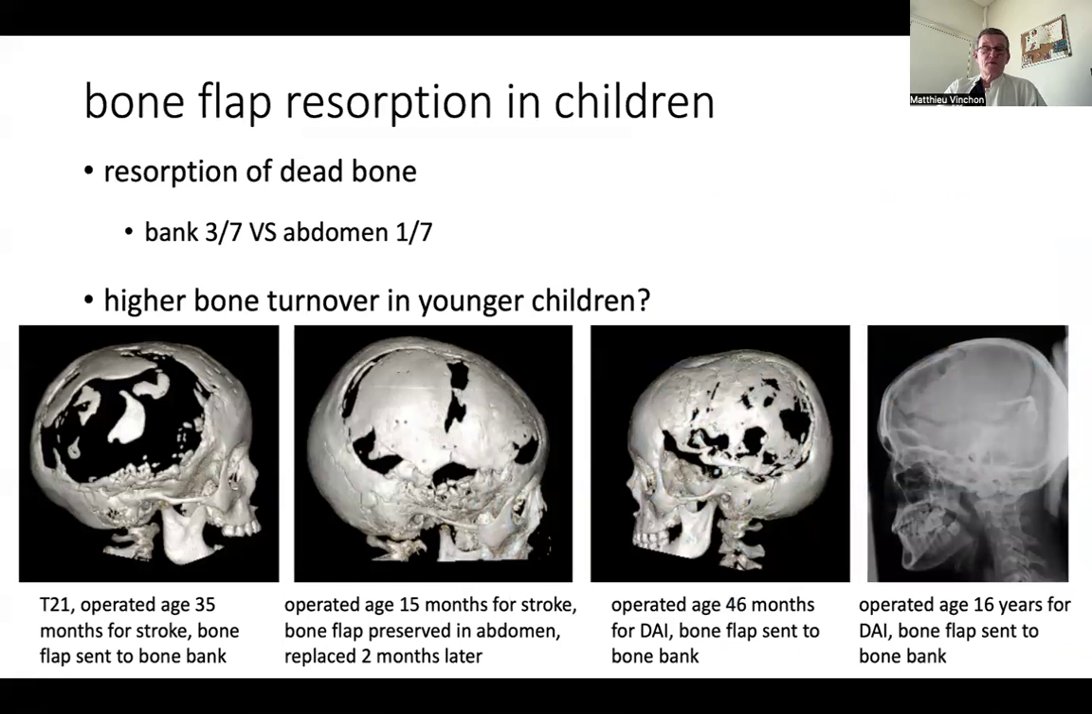So, as I said, bone flap resorption is a frequent complication in children, especially if we reimplant dead bone. That means bone conserved in deep freeze in the bank. In our case, 3 of the 7 children whose bone was conserved in the bank had bone resorption, and only 1 in 7 who had the bone preserved in the abdomen. So probably younger children have more often bone resorption than older patients. Maybe they have a higher bone turnover. So I think we should not use the bank.